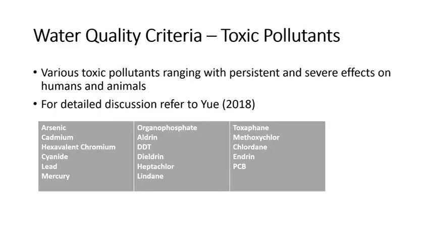Alright, so now we also have our toxic pollutants, which are generally ranging from effects that are persistent to effects that are severe on humans and animals. Alright, so for detailed discussion of toxic pollutants, you can refer to UA 2018. It's an excellent book, a guidebook on contaminant investigations, and it includes an extensive discussion on all the contaminants that are typically encountered in water.